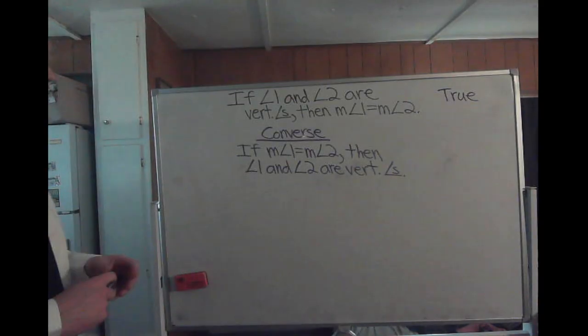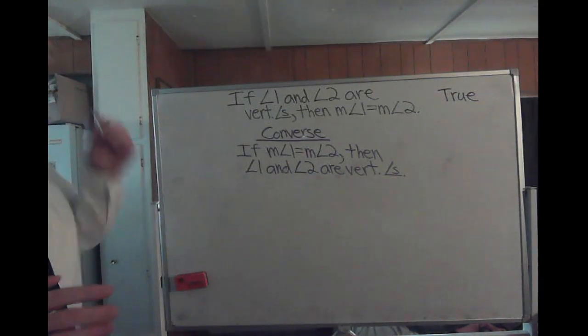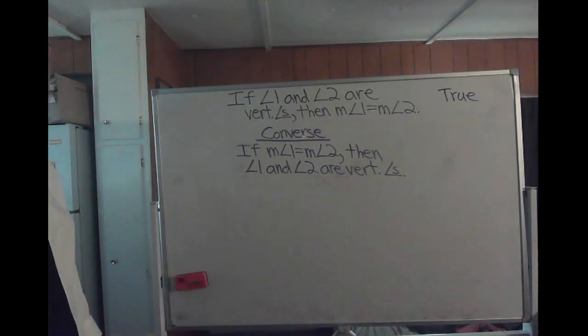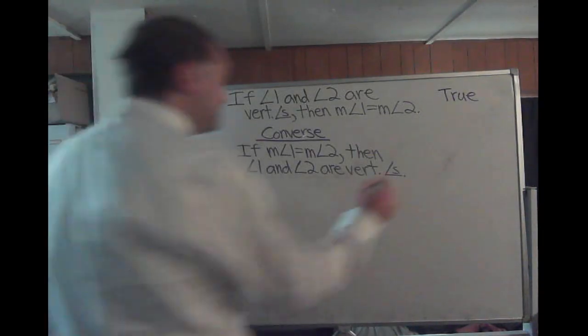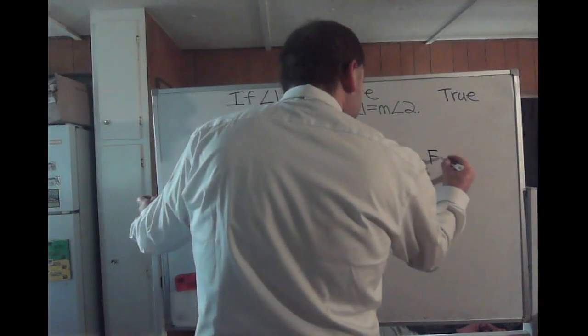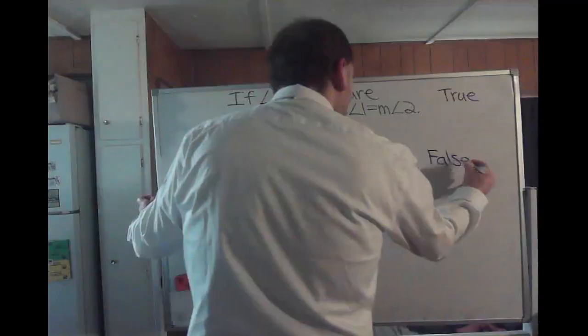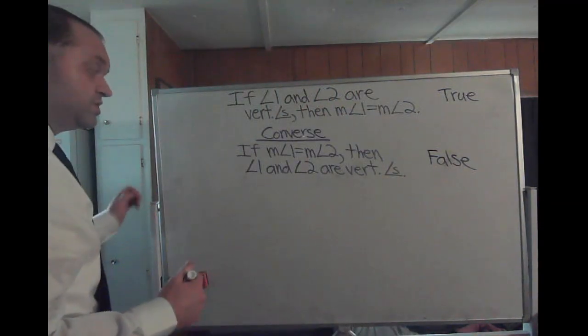Well, let's think about this. That may be true. They very well could be vertical angles, but they could also be... What else could they be? They could be alternate interior angles. They could be corresponding angles. They could be congruent angles of an equilateral triangle or of a right triangle. So this statement is not necessarily true. They don't just have to be vertical angles. Therefore, it makes it false.